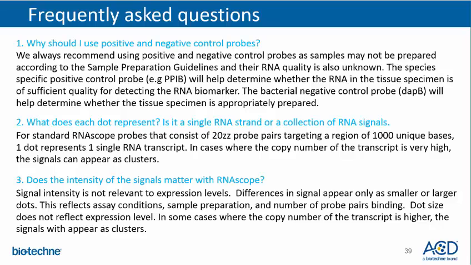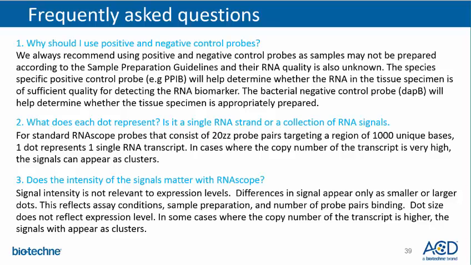Is it a single RNA strand or a collection of RNA signals? Well, for the RNAscope assay, standard RNAscope probes consist of 20 ZZ probe pairs, and they target a region of about 1,000 unique bases. One dot represents one single RNA transcript. And in cases where the copy number of transcript is, for instance, very high, it is possible that signals can appear as clusters. Now, does the intensity of the signals matter with RNAscope is another common question.